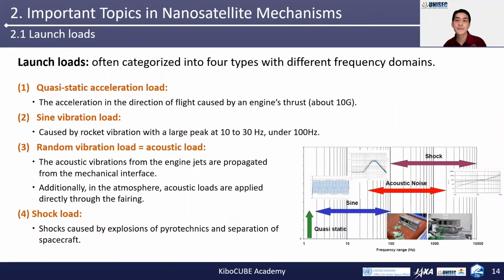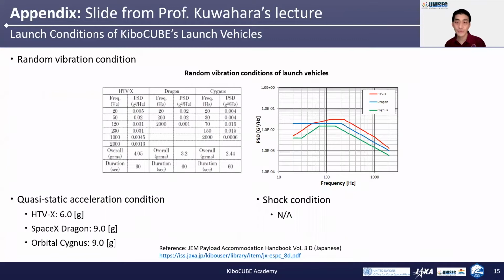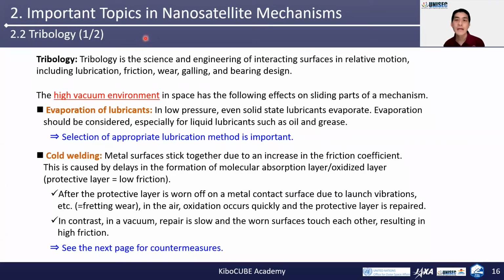First, let's review the typical launch loads applied from a rocket to a satellite. They are often categorized into 4 types with different frequency domains. For KiboCUBE's launch vehicles, random vibration conditions and quasi-static acceleration conditions are specified. The satellite, including mechanisms, is required to be stiff enough and strong enough to withstand these loading conditions during the launch. Another important topic is tribology.